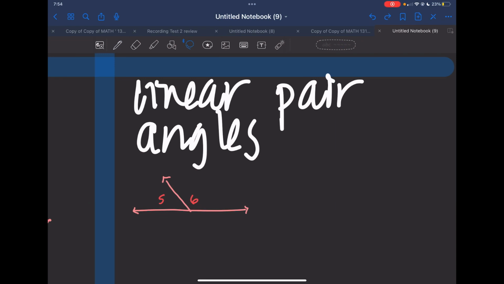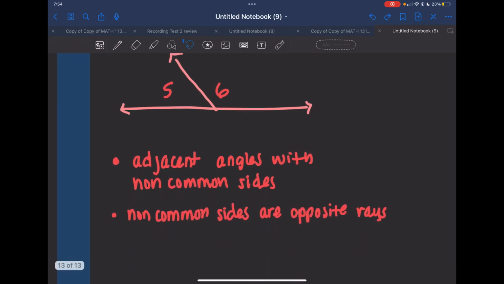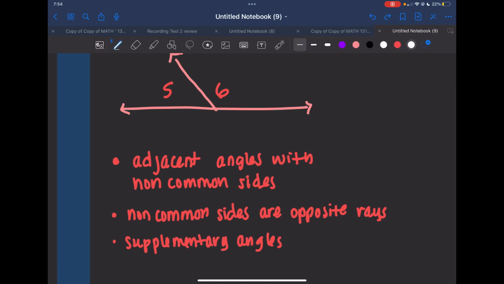So linear pairs, in this example, are going to be angles 5 and 6, and they fall on a line. Linear pairs look like supplementary angles. Remember, pair means two angles. Another fact about linear pairs is that they are adjacent angles with non-common sides. In addition, the non-common sides are opposite rays. And also, they are considered supplementary angles, which means that they have a value of 180 degrees.